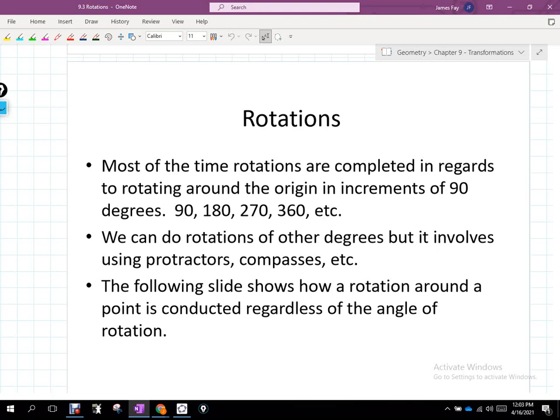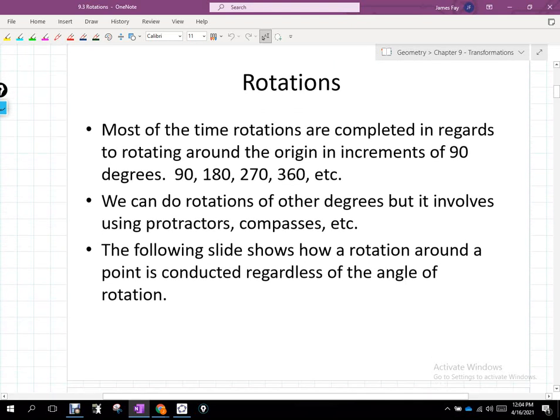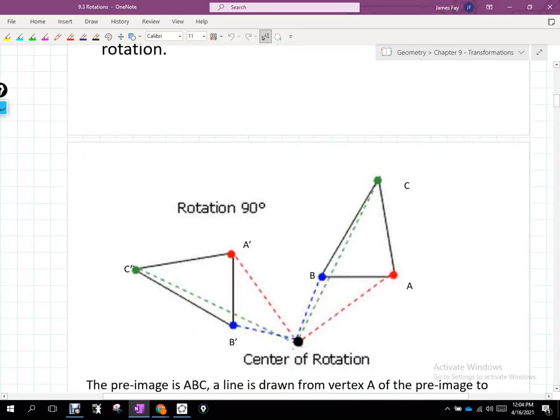But there is nothing saying that you cannot rotate something 33 degrees if you wanted to. Now, we're not going to have a structured rule for that, but I'll show you the technique for rotating something regardless of the degree of rotation. So this is the idea.